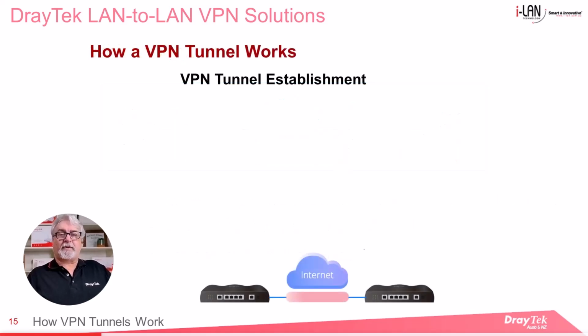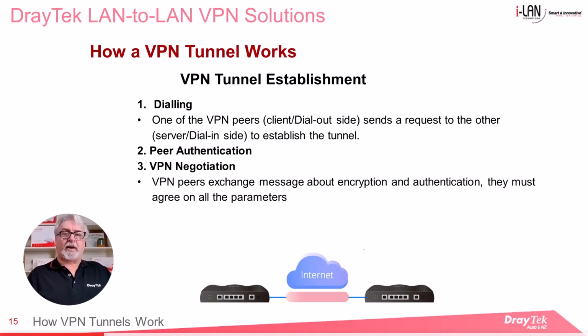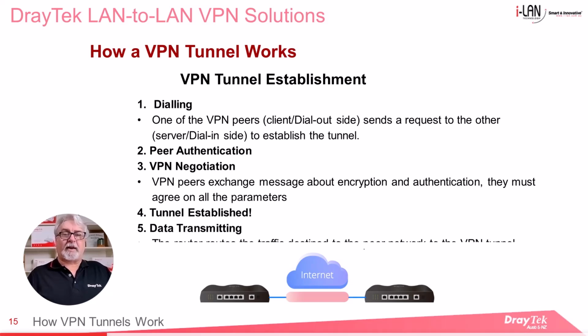There are 5 steps to establish a VPN tunnel between two routers. These are dialing, where the VPN client sends a request to the VPN server. Next step is peer authentication. Then we have VPN negotiation. This is where the VPN peers exchange messages about encryption and authentication. Both routers must agree on all parameters. After this, the VPN tunnel is established and the data is routed.